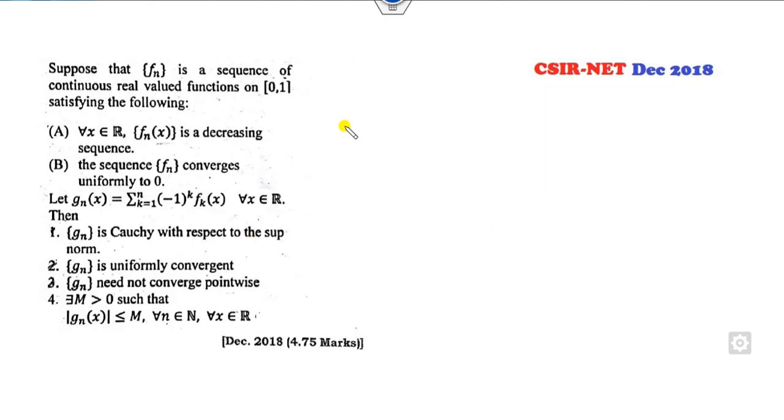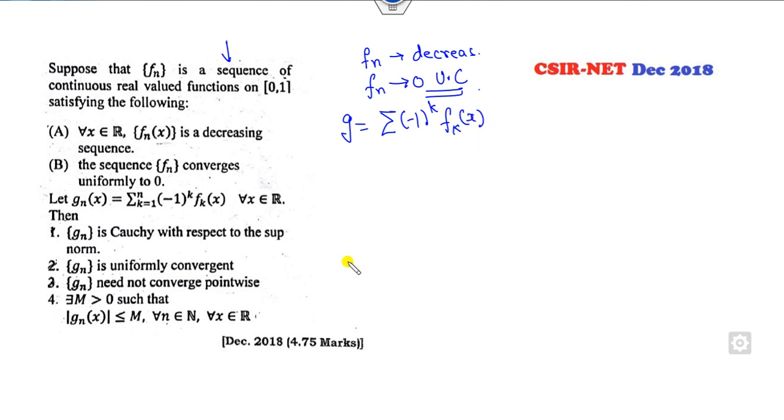Okay, look at another one. fn is a sequence of real functions such that fn is a decreasing sequence and fn converges to 0 uniformly. Fine. So we can define the g such that of this one. Then which of the following is uniformly convergent or pointwise here? Okay, now it's a series. You are talking about the series.